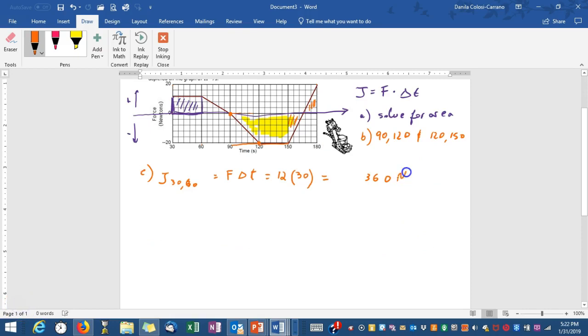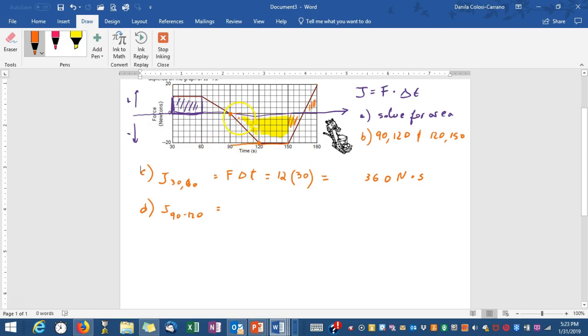And the units are Newton seconds because it's a force times a second. So that would be your value for the answer C. Then for D, they ask which one is the impulse between 90 and 120. So for this portion here, which is negative, your impulse between 90 and 120 is going to be force times time.